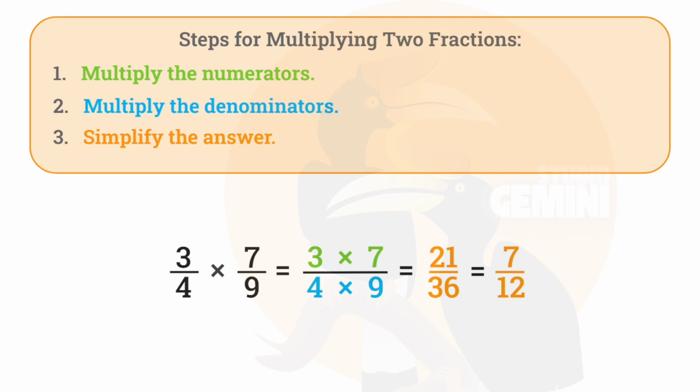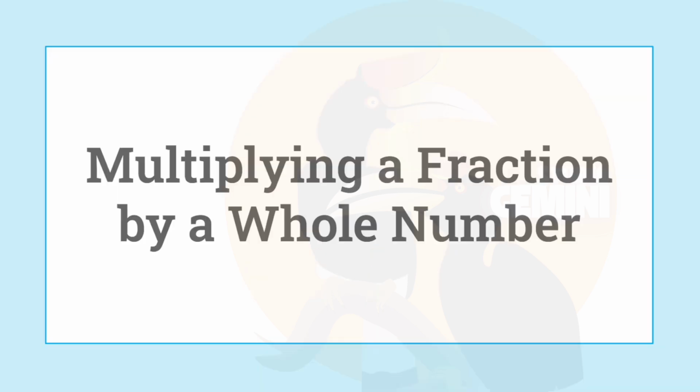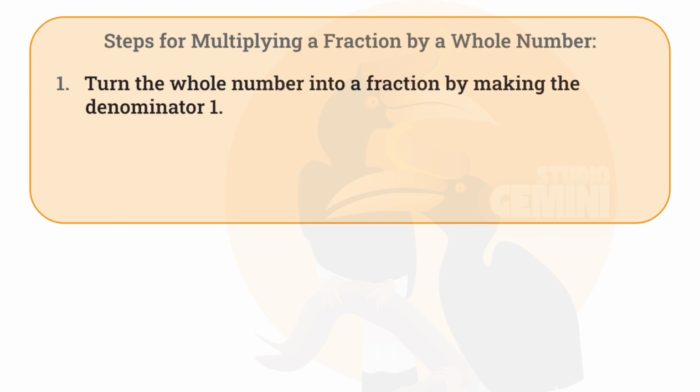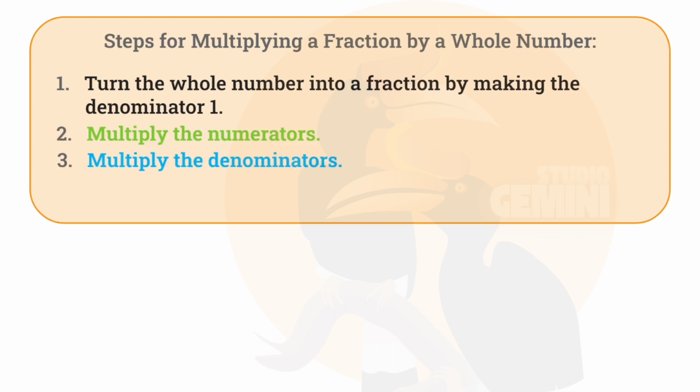I wonder if the steps are the same for multiplying a fraction by a whole number. The first thing you need to do is turn the whole number into a fraction by placing it above a denominator of 1. Once you have done that, multiply your numerators and then multiply your denominators, simplifying if needed.